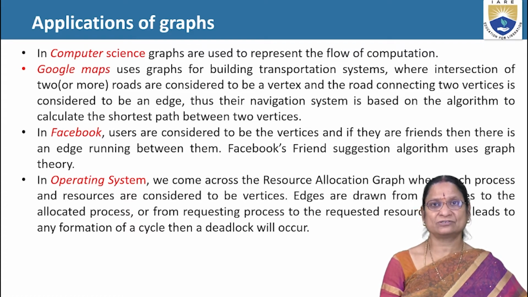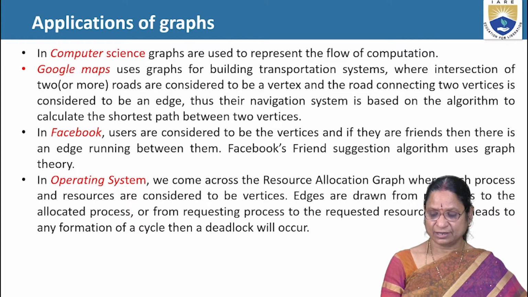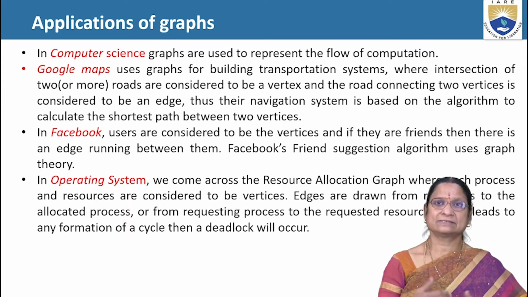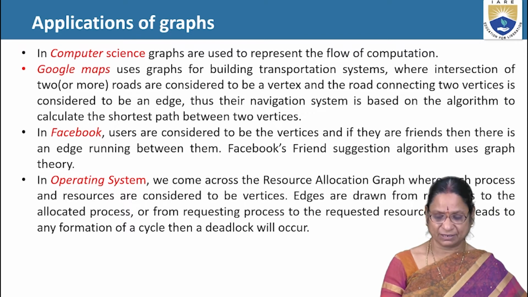In an operating system, resource allocation is there. So in a computer system, all processes and resources are considered as vertices, and when a process requests or accesses a resource, an edge can be considered.